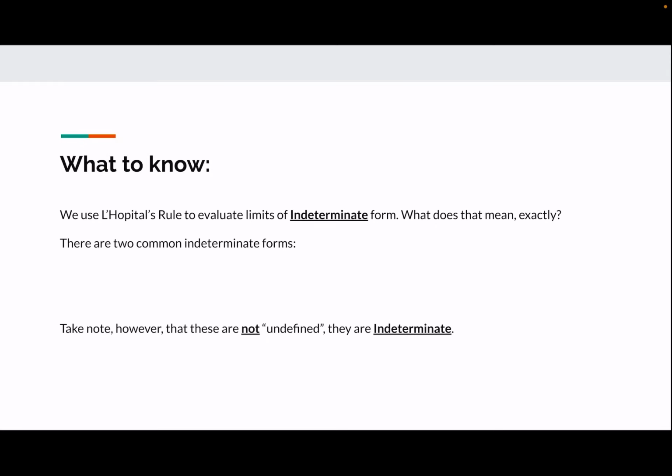What is an indeterminate form? We use L'Hopital's rule to evaluate limits of indeterminate form. What does that mean exactly? Well, there are two common indeterminate forms to look at. First is when you evaluate a limit of a function and you receive a numerator over denominator of the form infinity over infinity. Here you can see that as we plug in infinity for our substitution, both the numerator and denominator will tend towards infinity. The other common form is when both the numerator and denominator tend to 0.